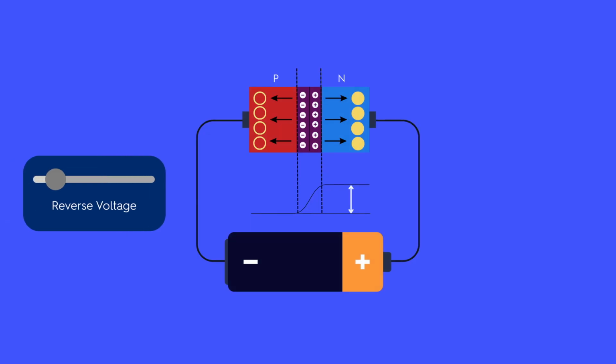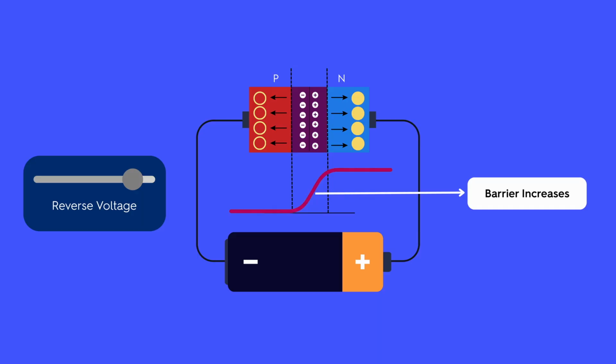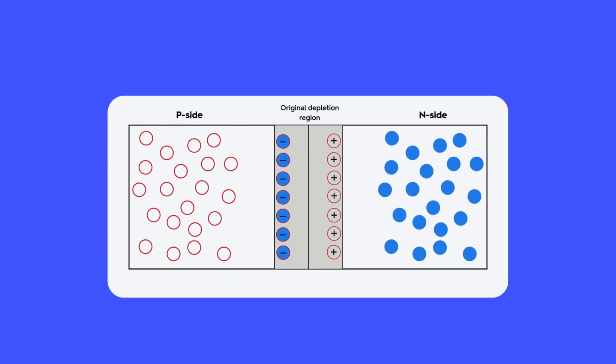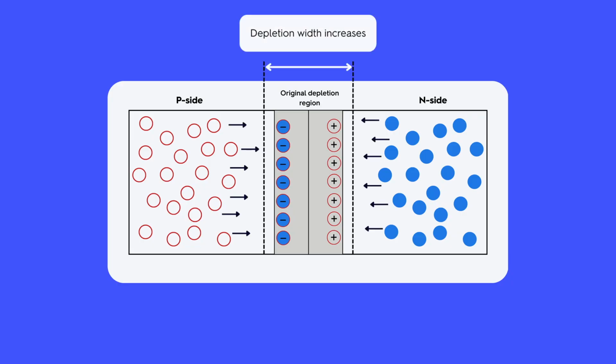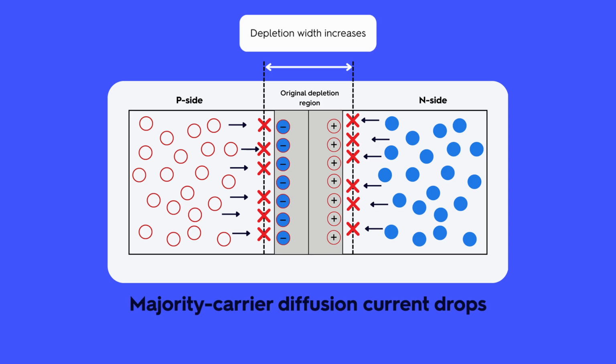Another way to picture it, reverse bias increases the barrier. Turning up the reverse voltage is like raising the hill that majority carriers would have to climb to cross the junction. What happens to diffusion current? The majority carriers would normally diffuse across the junction, but with a wider depletion region and a larger barrier, that crossing becomes extremely difficult. So the majority carrier diffusion current drops dramatically, almost to zero for practical purposes.